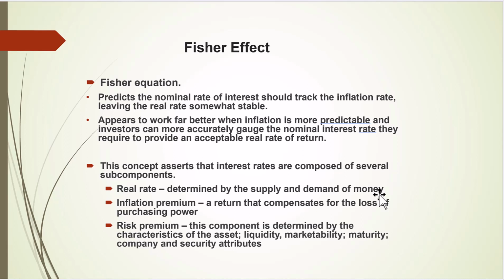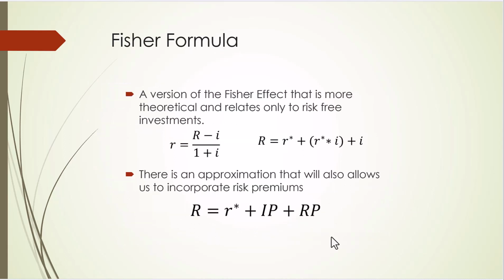So this concept says what? Interest rates have several parts. A real rate, determined by supply and demand. The inflation premium, which we've talked about in a lot of different classes and videos. And the risk premium. This is the piece that's attached to the characteristics of the asset. So it talks about the liquidity of the asset, marketability, maturity, the company, and the security's attributes in general. All of these things build into the nominal rate that we see.